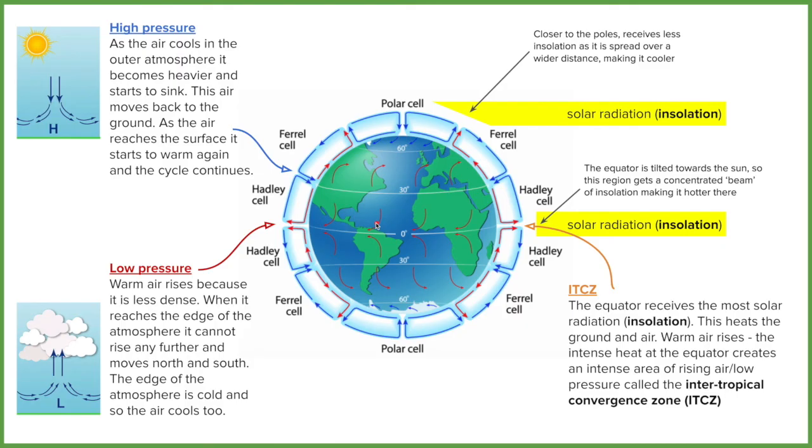That pretty much sums it up for our 5-minute lesson. You can stop going around in circles like that Hadley cell.